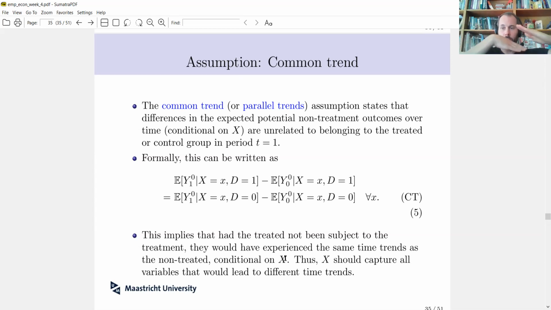So they move here, treatment takes place, they take off, the other ones move on. Because they would have moved on in the same way in the treatment group, we can take the development in the non-treated group versus the development in the treated group, compare the difference, and this is going to be our treatment effect. So this is the difference-in-differences idea.